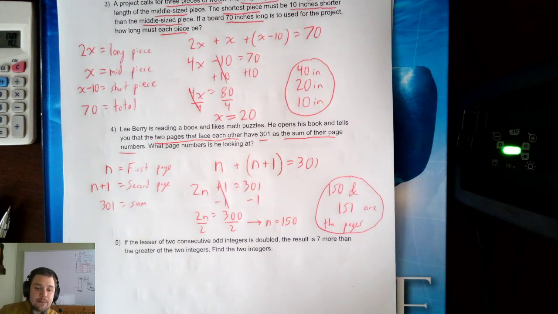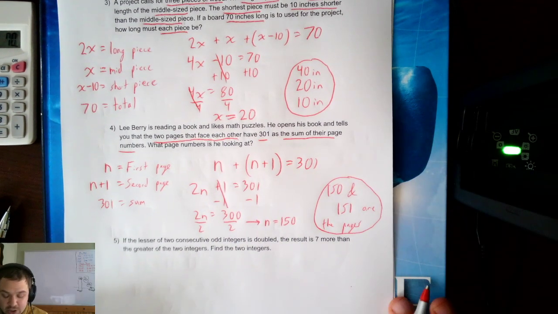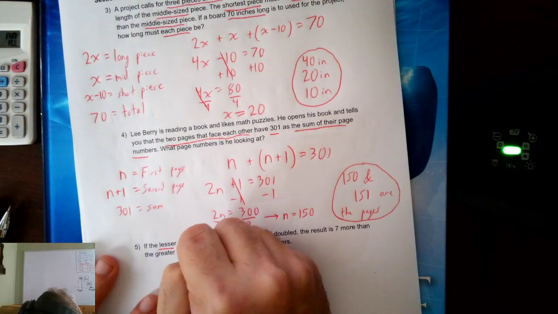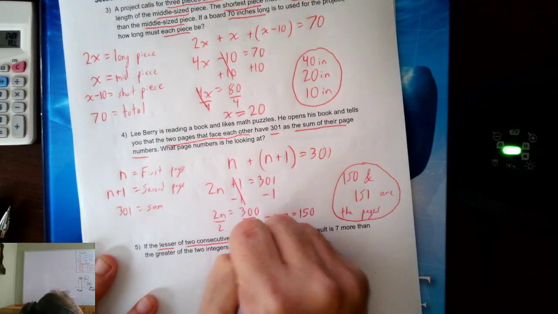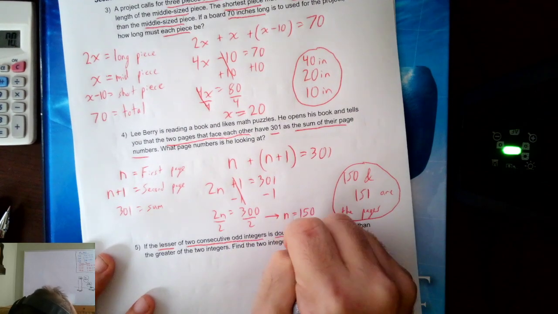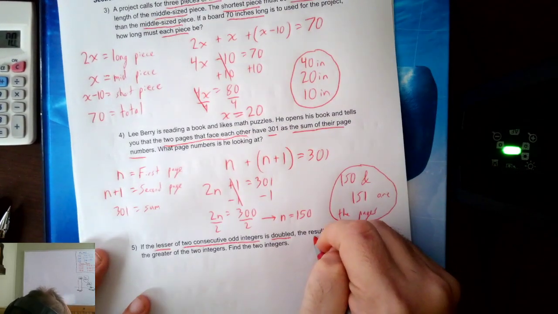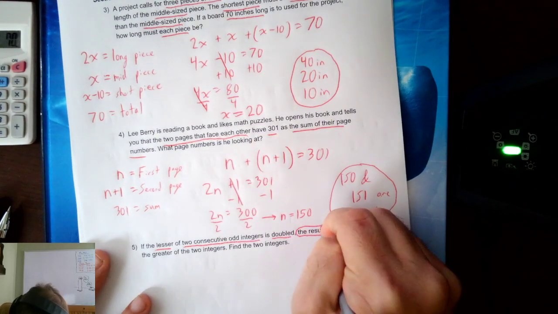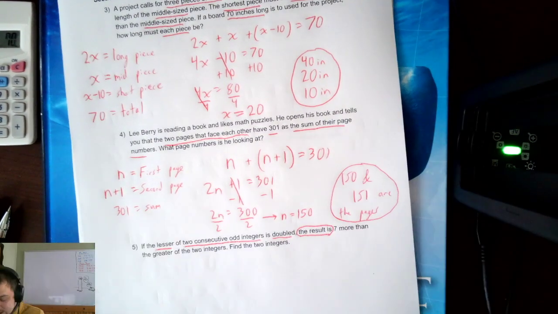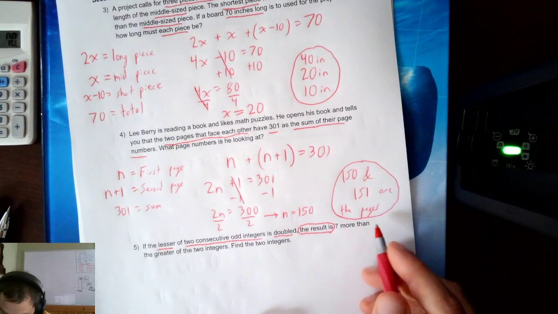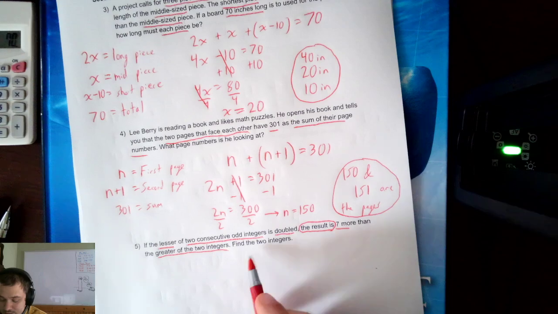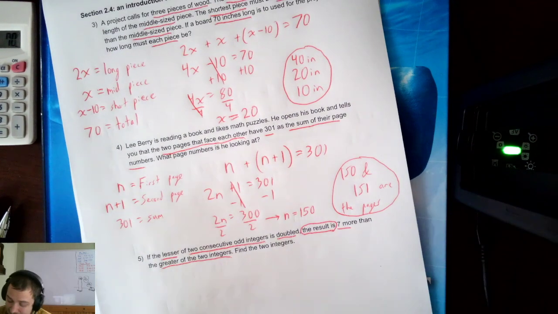Now, let's look at a similar question that's a little more abstract. It says the lesser of 2 consecutive odd integers is doubled. The result is, that's my equal sign. Maybe I'll circle that right now. I know that's going to relate to an equal sign. 7 more than the greater of the 2 integers. Find the 2 integers. So I have 2 unknowns.